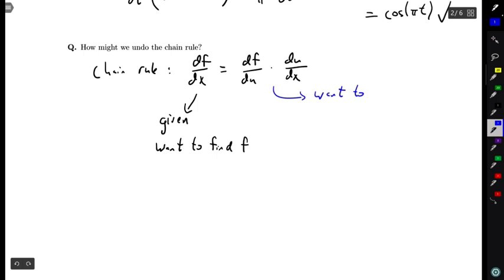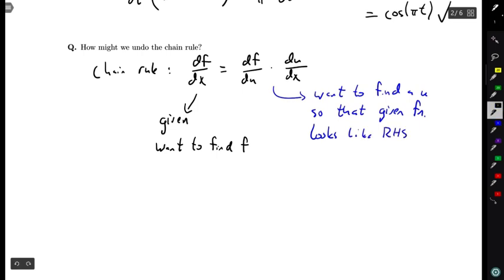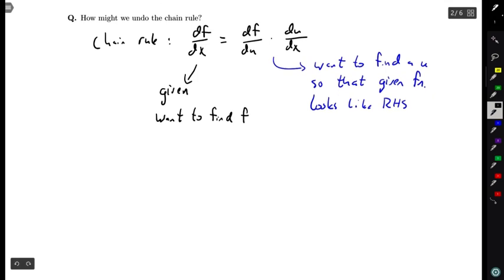So in other words, we want to find a u so that the given function looks like the derivative of f with respect to u times the derivative of u with respect to x. So we want to find a u so that the given function looks like the right-hand side here.